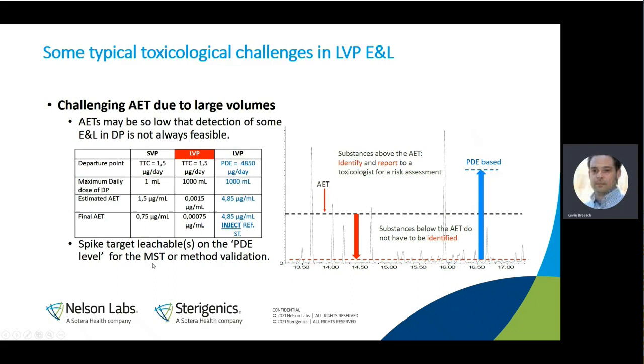If you don't see anything in your leachables profile, FDA will ask you to demonstrate that your analytical methodology was adequate or sensitive enough to pick up these leachables at the AAT. So we spike these compounds of concern in the blank drug product matrix to demonstrate that if they would be there at the level of the AAT, or for that matter at the PDE level, we would be able to pick it up.